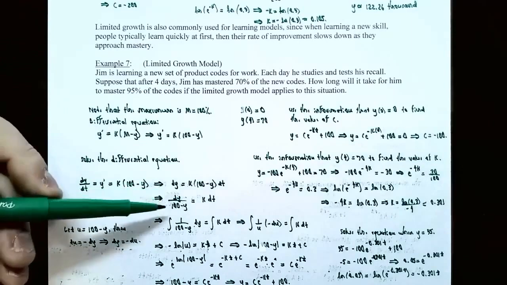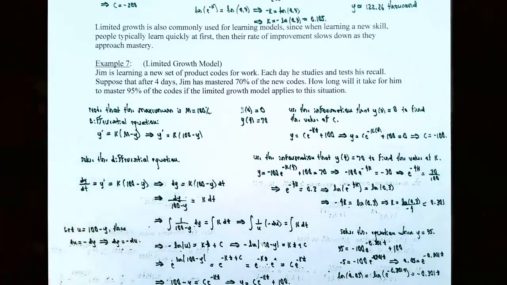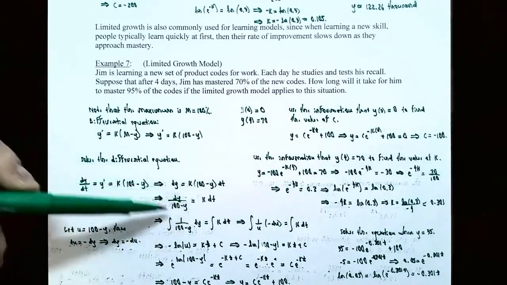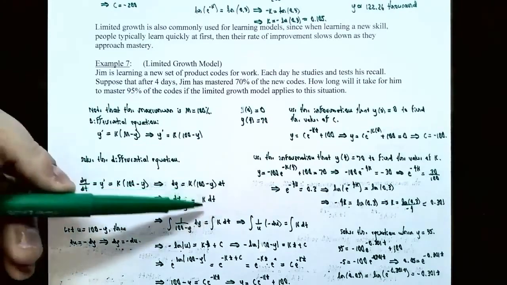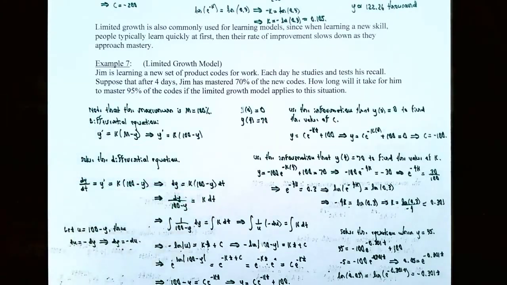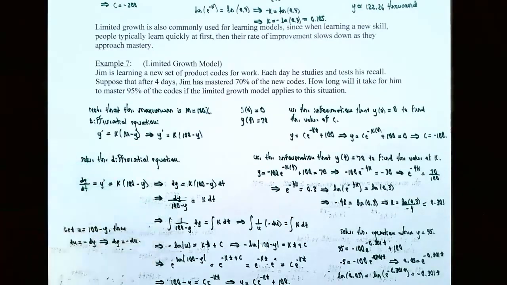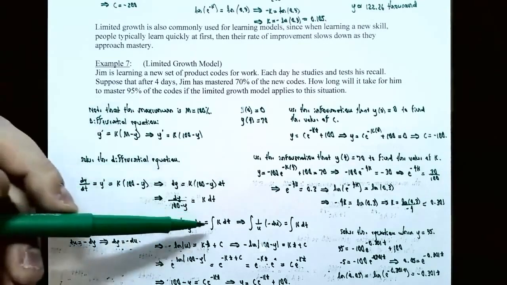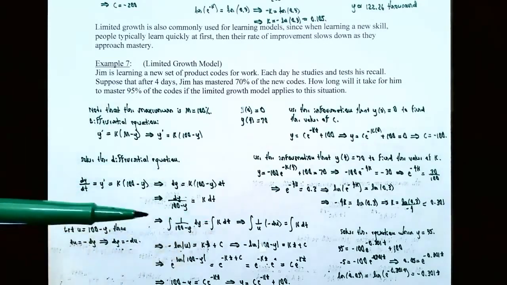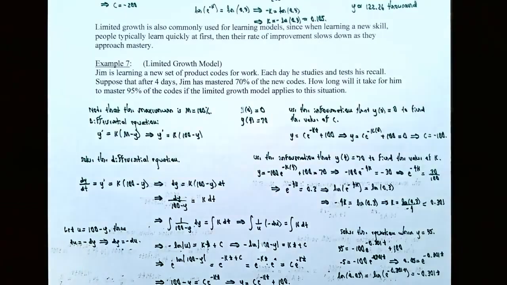So you have dy divided by 100 minus y is equal to k times dt, and so the function y is on the left-hand side of the equation with dy, and k is on the right-hand side of the equation with dt. So now integrate both sides of the equation. Take the indefinite integral on the left-hand side: the indefinite integral of 1 divided by 100 minus y dy is equal to the indefinite integral of the constant k times dt. So we've seen this before.